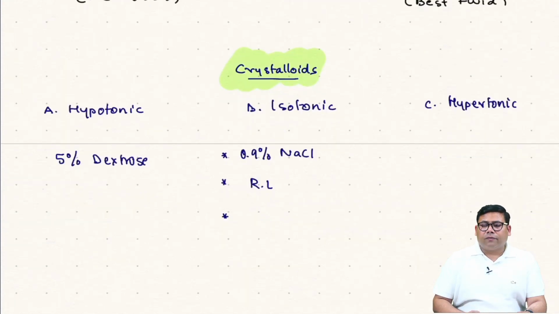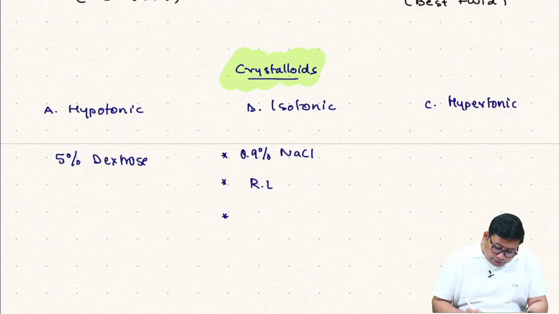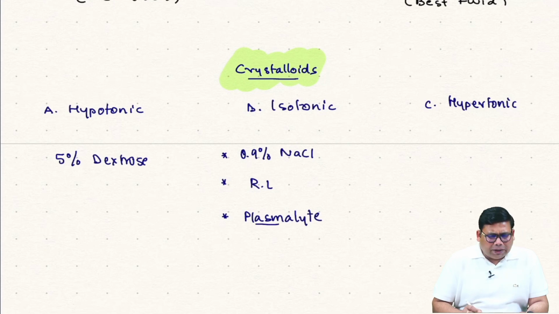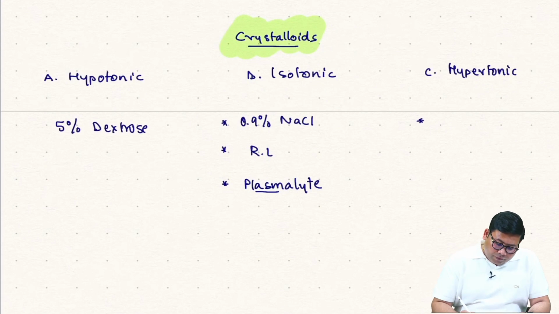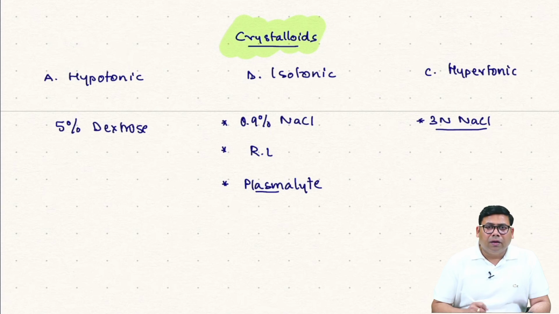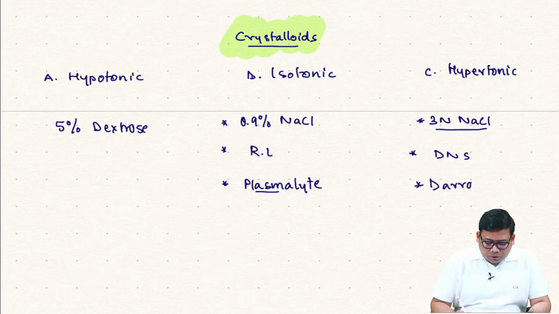What else do we have? We have NaCl, we have ringer lactate. One more fluid that we have is plasma lyte, or Isolyte P, Isolyte M, Isolyte G, all these things. Now when you talk about hypertonic fluids, we have 3 normal, 5 normal NaCl, hypertonic salines. Even 10 normal NaCl is there. Then we have DNS, and then there is one more solution known as Darrow's solution.